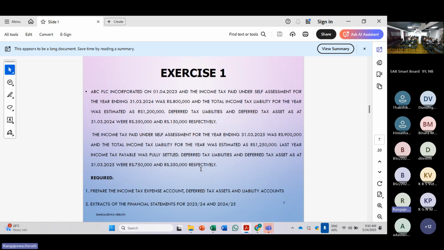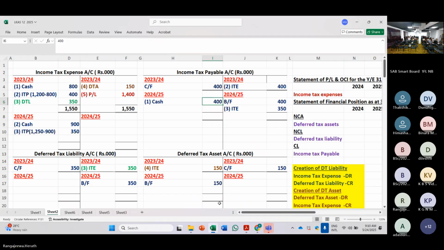ඒ කියන්නේ 31st March 2025 වල deferred tax asset balance is 750,000. That is the carried forward balance. That is not the deferred tax asset liability created for the current year. Deferred tax liability as at 31st March, balance is given 750.